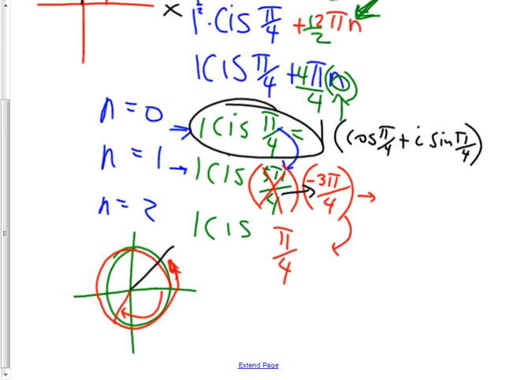Cosine i sine of negative 3 pi over 4. Negative 1 over square root of 2 minus i over square root of 2. Either way is fine. Yep. All right. Can anybody verify that answer? Excellent. Okay. Then the third one.